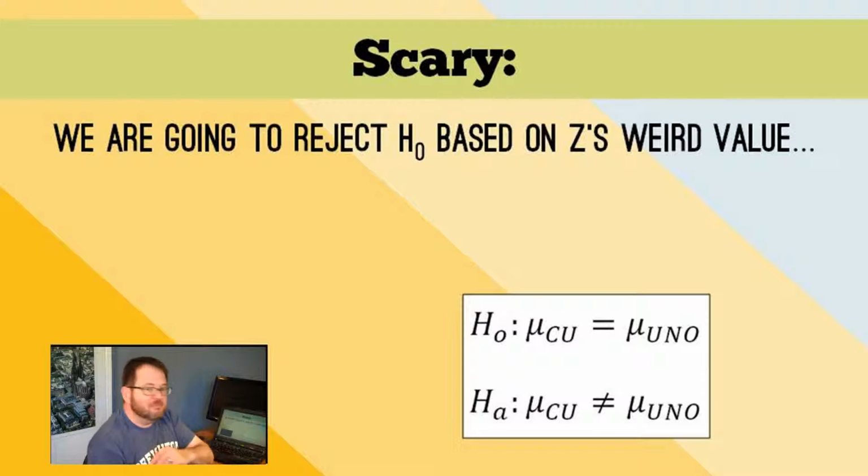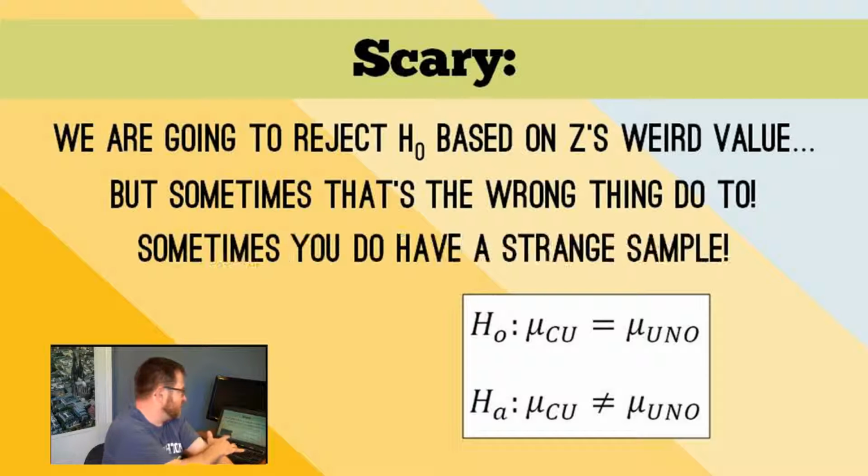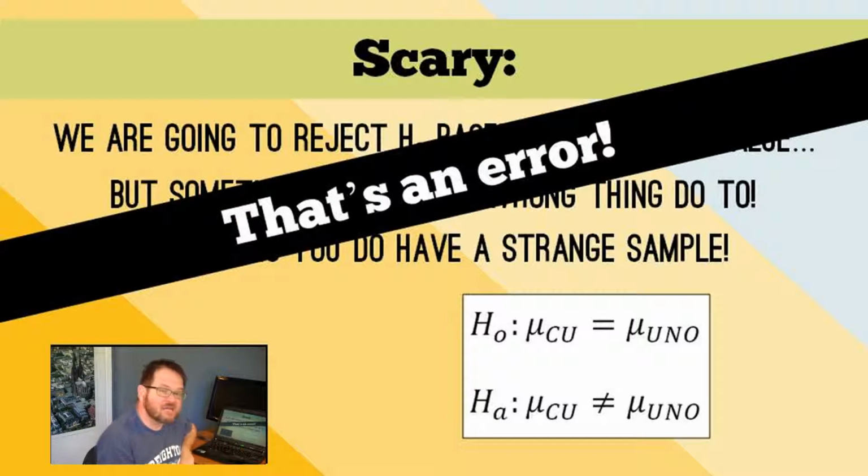That's pretty scary, because based on that value of Z that we came up with, that measure of the difference between the two averages, we're going to decide to reject H0. In this case, H0 being that the mean Creighton student was the same height as the mean UNO student, but that's not necessarily the right thing to do. If I just had a weird sample, that's not telling us anything about the mean height of the Creighton students. It could very well be an error. I might have rejected the null hypothesis when I shouldn't have, because I just had a stupid sample. I didn't take my sample in such a way that it was very representative.